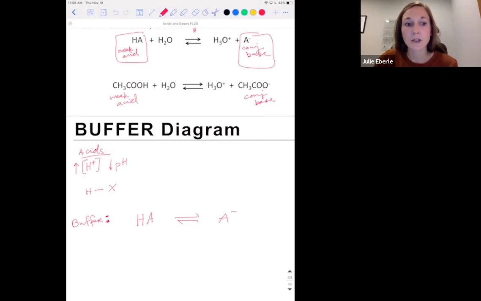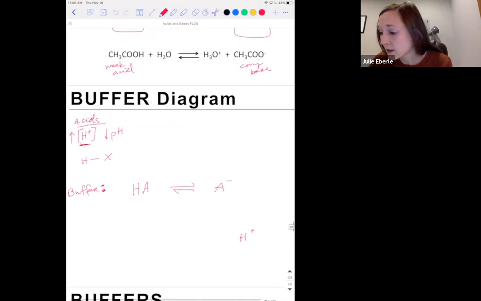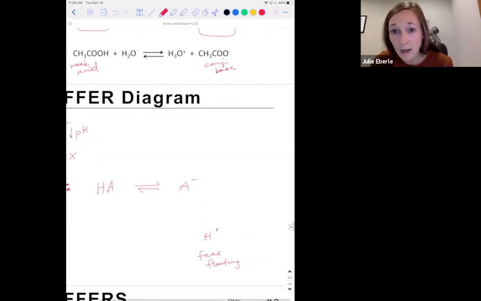Abby says the base, Jenna says the conjugate base. That's correct. You can think about it from a charge standpoint. We've got a negative charge on the conjugate base. Negative charges are attracted to things that are positively charged. Hydrogen ions are positively charged. So what happens if we have some free-floating hydrogen ion, and where did that come from? That came from the addition of a strong acid.